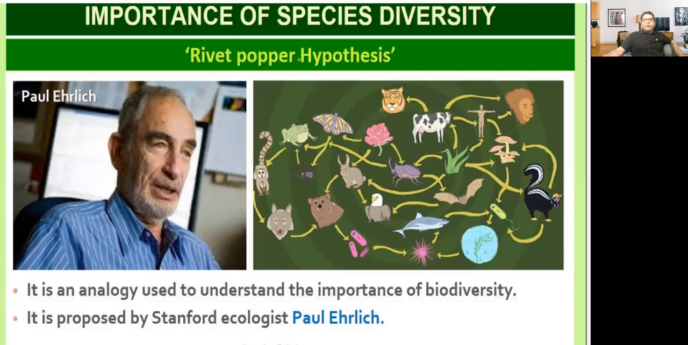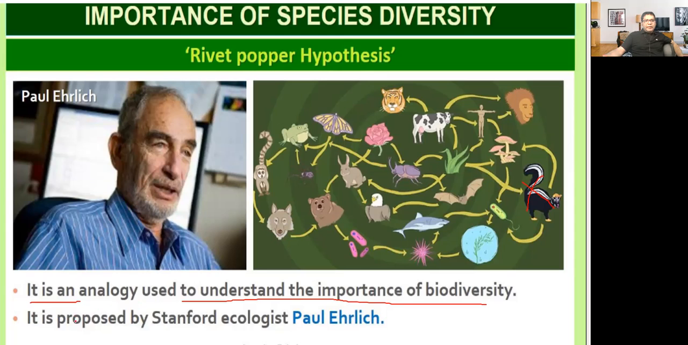Next is the Rivet Popper hypothesis. It was given by Paul Ehrlich. He said that it is an analogy used to understand the importance of biodiversity. All these species are interconnected. If even one species becomes extinct, it will cause damage to this ecosystem. And out of these, there are some key species. If there is extinction of key species, it will create a great loss.